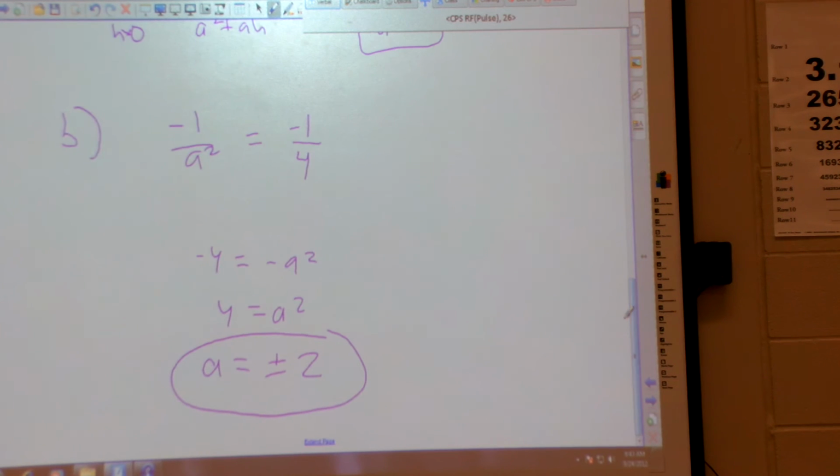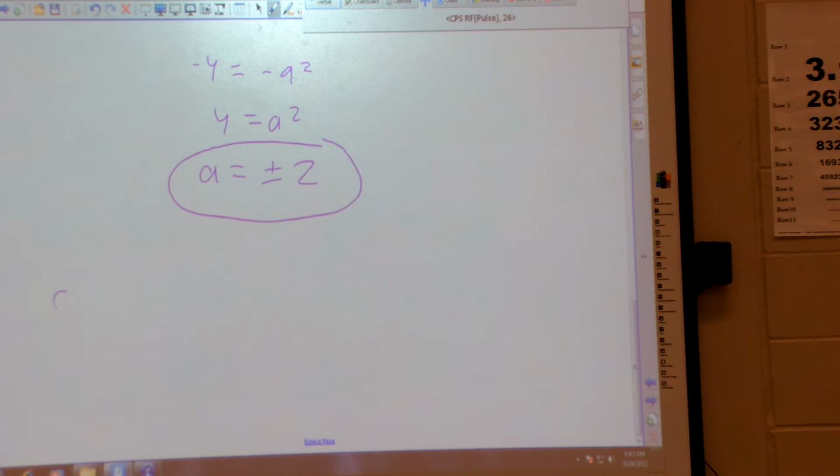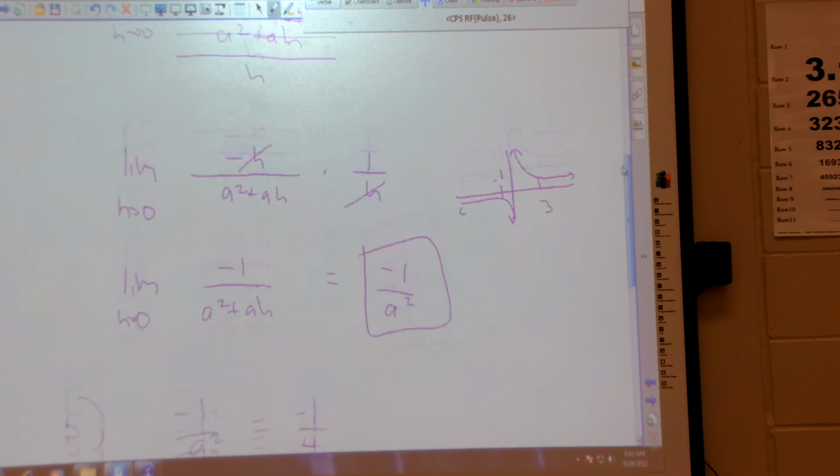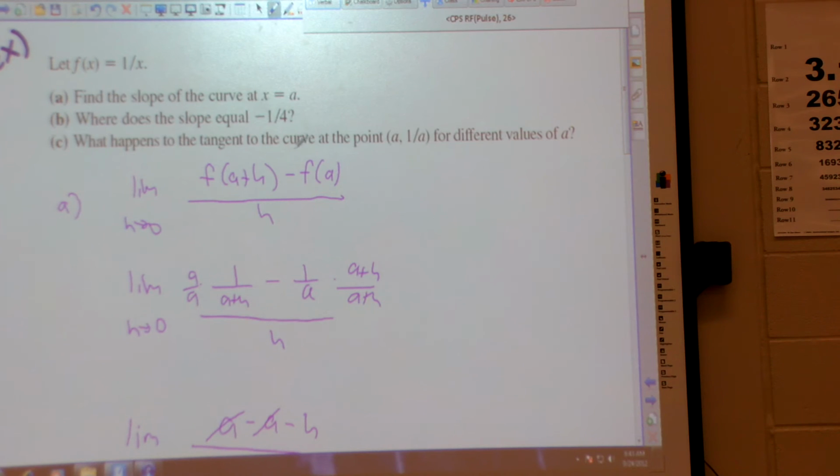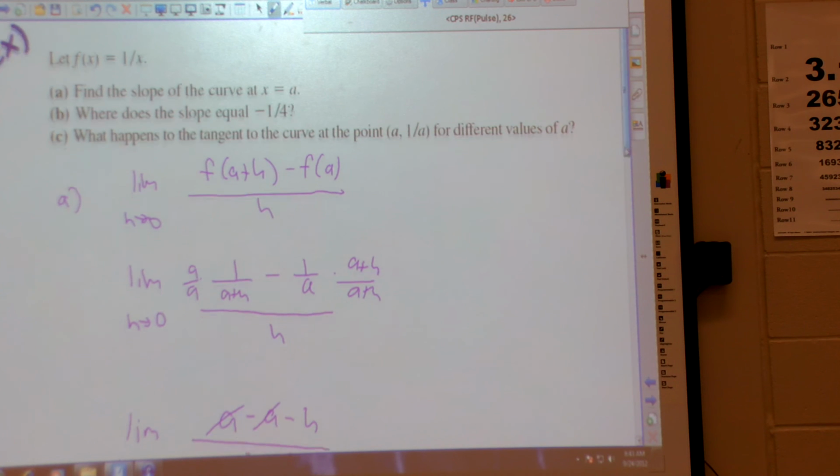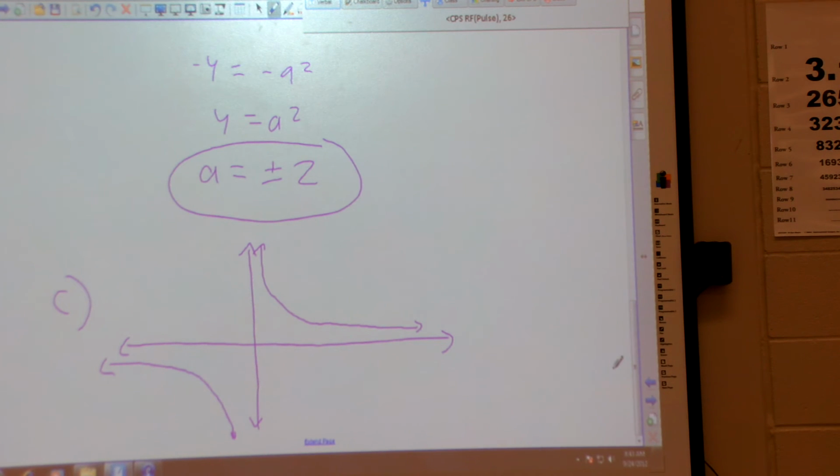Now, part C is the harder part for most people, because there's not one right answer. You're describing in your own words what's going on with these tangent lines as I change a. The question asks, what happens to the tangent to the curve at point a, 1 over a, for different values of a? Well, let's think about it. You have to visualize these tangent lines in your head. Very important for what we're doing next week.